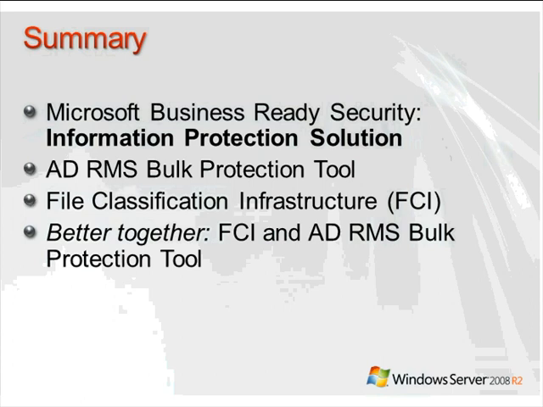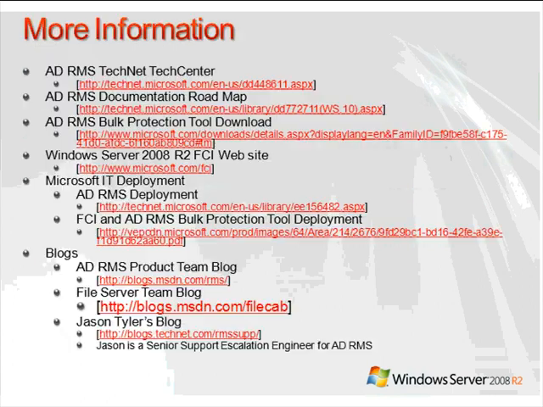Then we've seen the file classification infrastructure and how you can create the properties, rules, and file management tasks with the help of this management tool, which is available in your server manager. And lastly, we have seen how we can use FCI and the AD/RMS bulk protection tool, or rights management, for efficiently securing your data in real time with the help of a single policy. So that's all from my end.